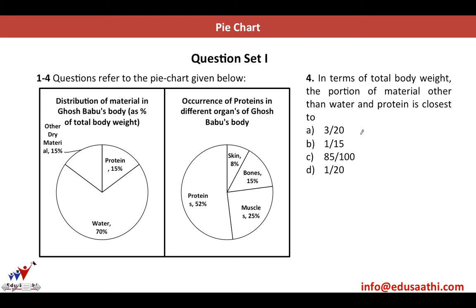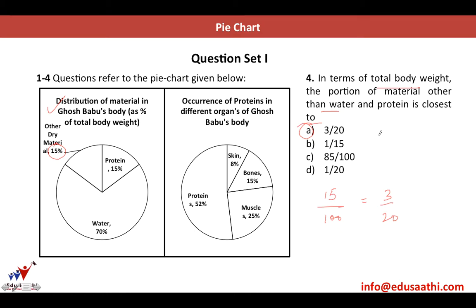In terms of total body weight, the portion of material other than water and protein is closest to. So since the question mentions total body weight, we'll look at the first graph here, and other dry material is only 15%. So the answer is 15 by 100, which is nothing but 3 by 20. It's a straight question. So the correct answer option is the A part here.